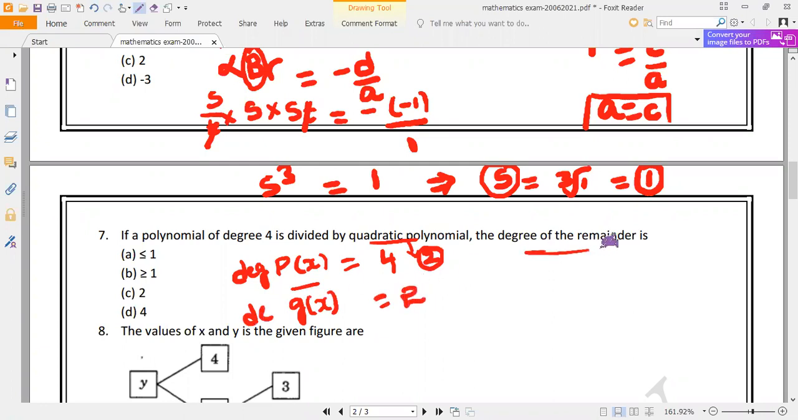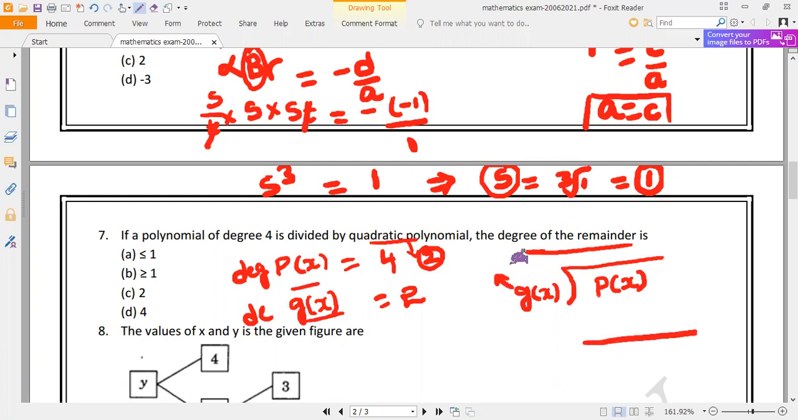What is the remainder degree? The remainder degree is always less than the divisor degree. Here g of x is our divisor and p of x is our dividend. Our divisor degree is 2. So what about our remainder degree? It is less than the divisor degree, less than the degree of g of x, which is 2.